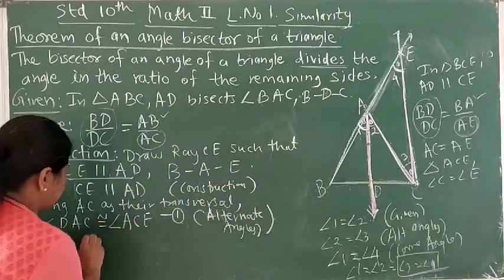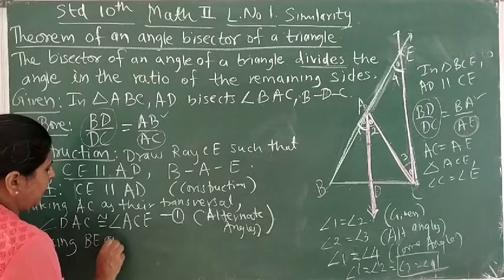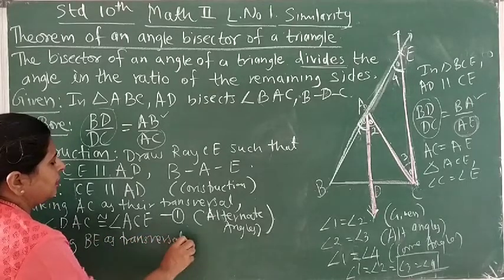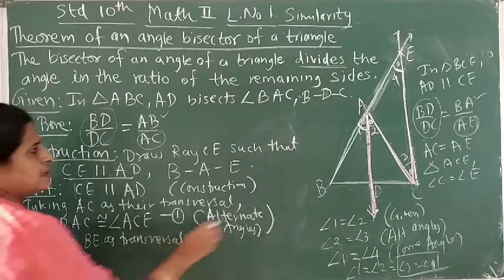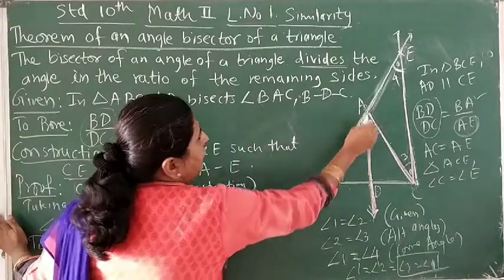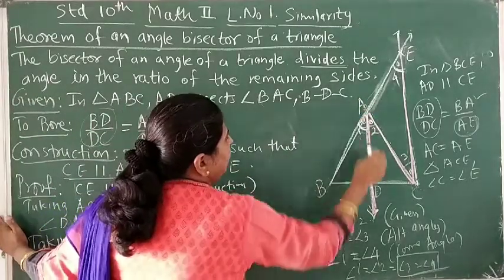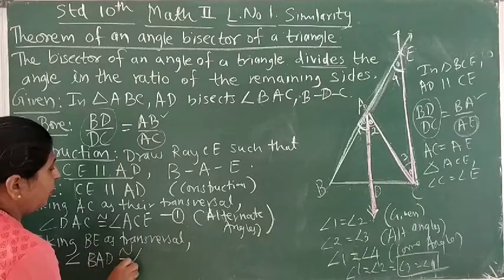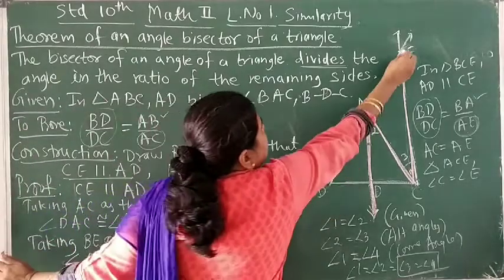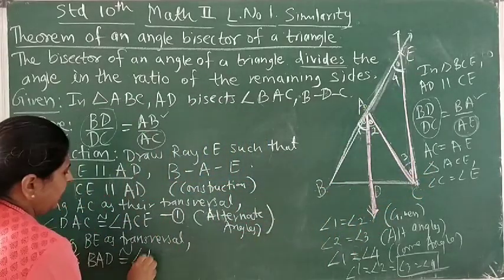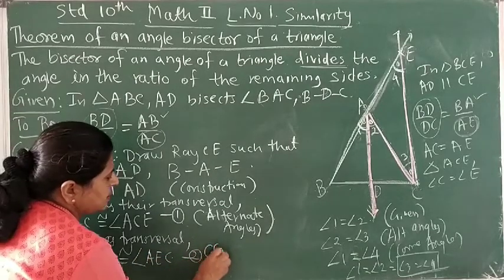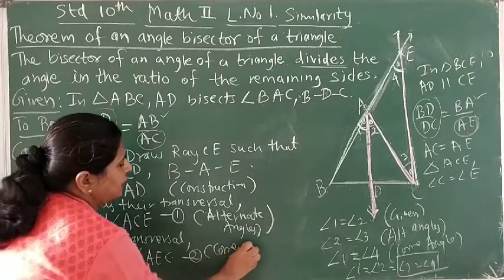Okay. Now taking BE as transversal, which angles? Now these are the corresponding angles 1 and 4. So angle BAD is congruent to angle AEC. Statement number 2, reason: corresponding angles.